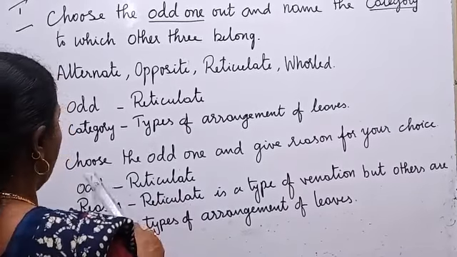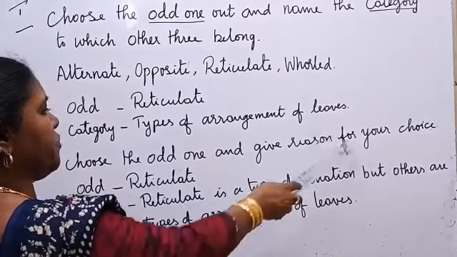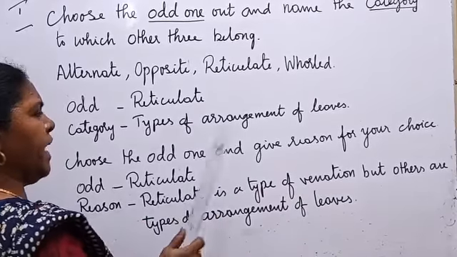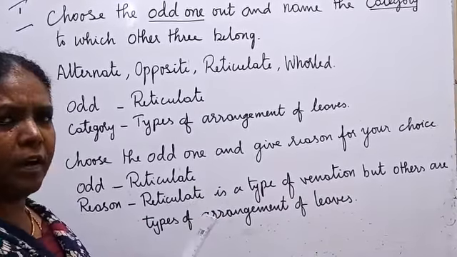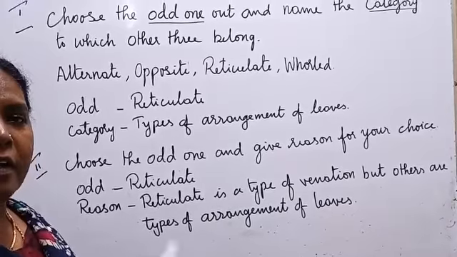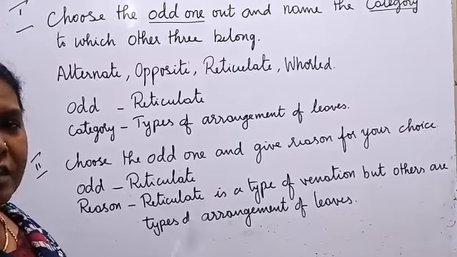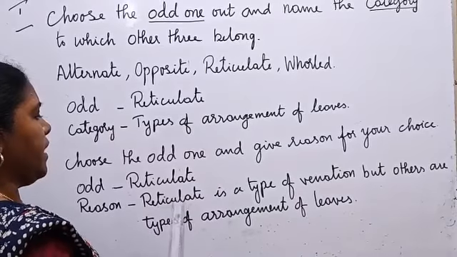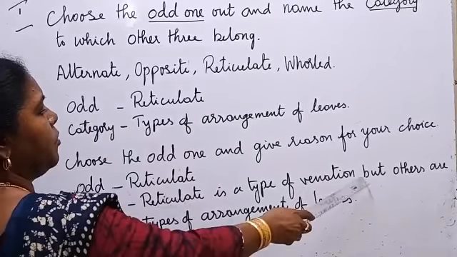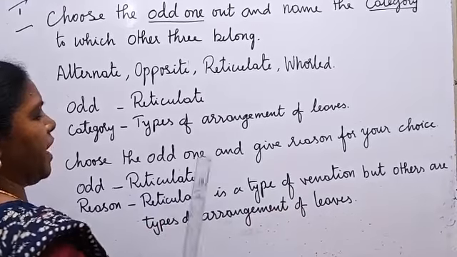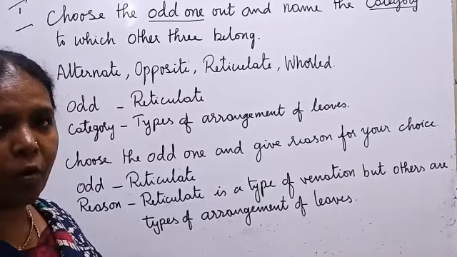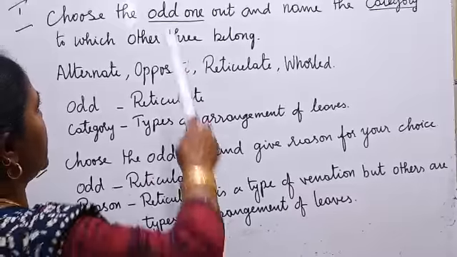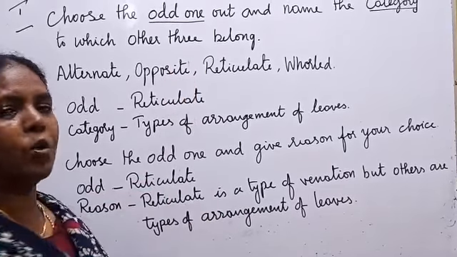Then, choose the odd one and give reason for your choice. You have selected the odd one; reticulate is the odd one. That is your choice. And you have to give the reason why it is the odd one. So you must write here: reason. Reticulate is a type of venation, but others are types of arrangement of leaves. Okay, so this is how you should attempt this question, odd one out.